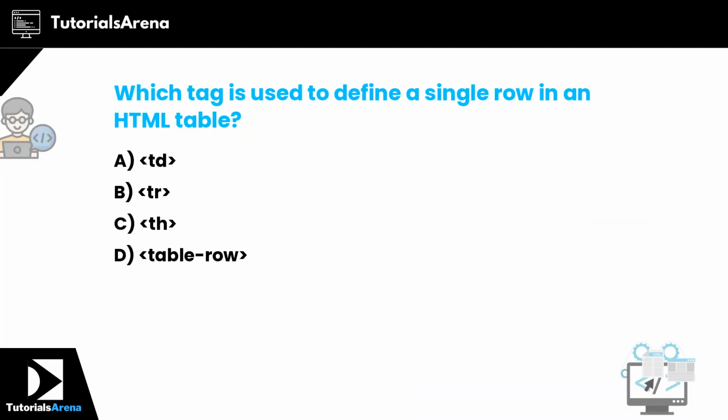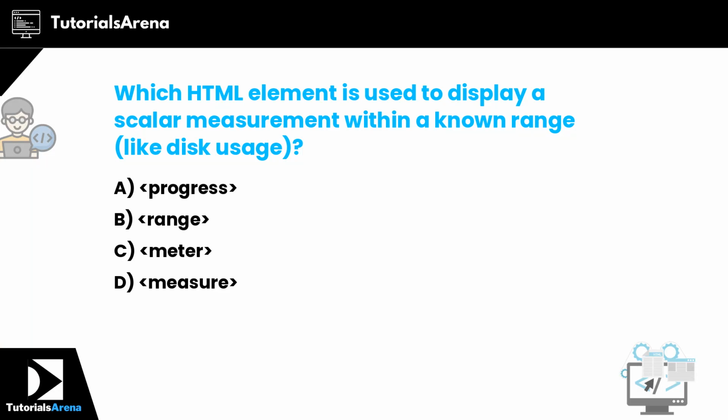Which tag is used to define a single row in an HTML table? The correct answer is option B, tr. Which HTML element is used to display a scalar measurement within a known range, like disk usage? The correct answer is option C, meter.